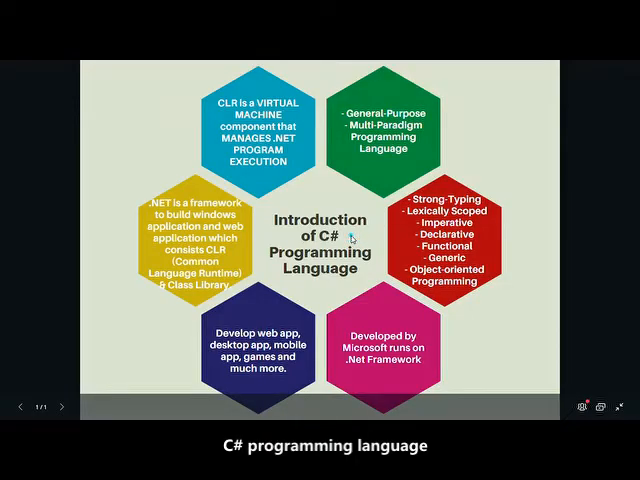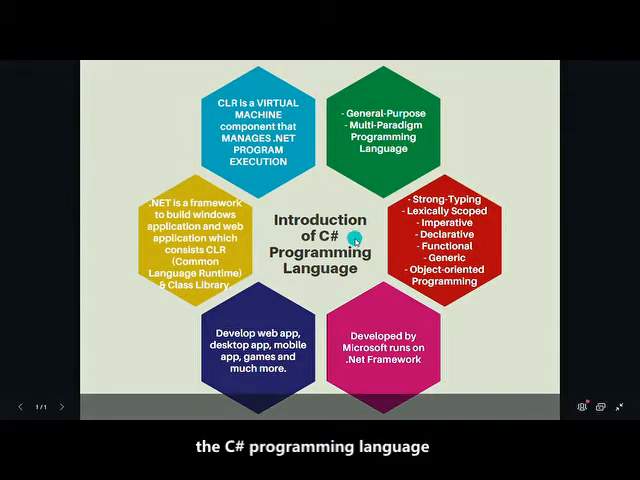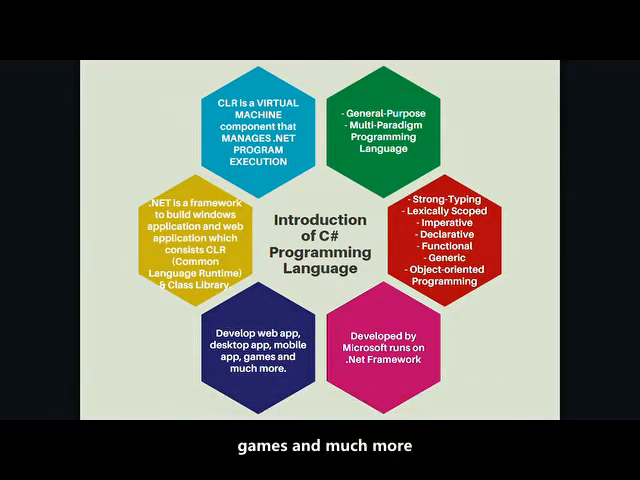C# programming language is a general-purpose and multi-paradigm programming language. The C# programming language encompasses strong typing, lexically scoped, imperative, declarative, functional, generic, and object-oriented programming. The C# programming language is developed by Microsoft and runs on .NET Framework. It is used to develop web applications, desktop applications, mobile applications, games, and much more.